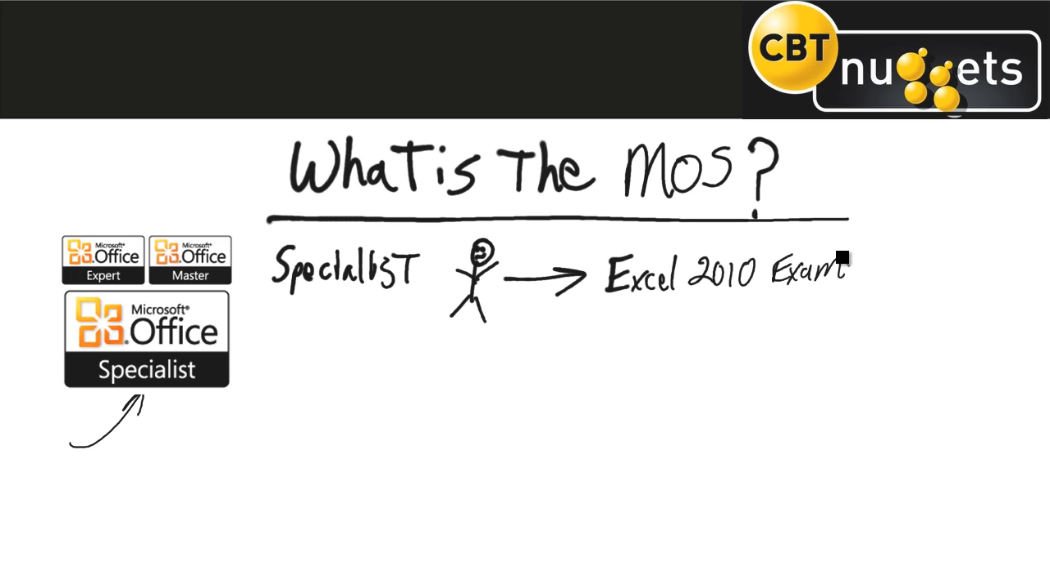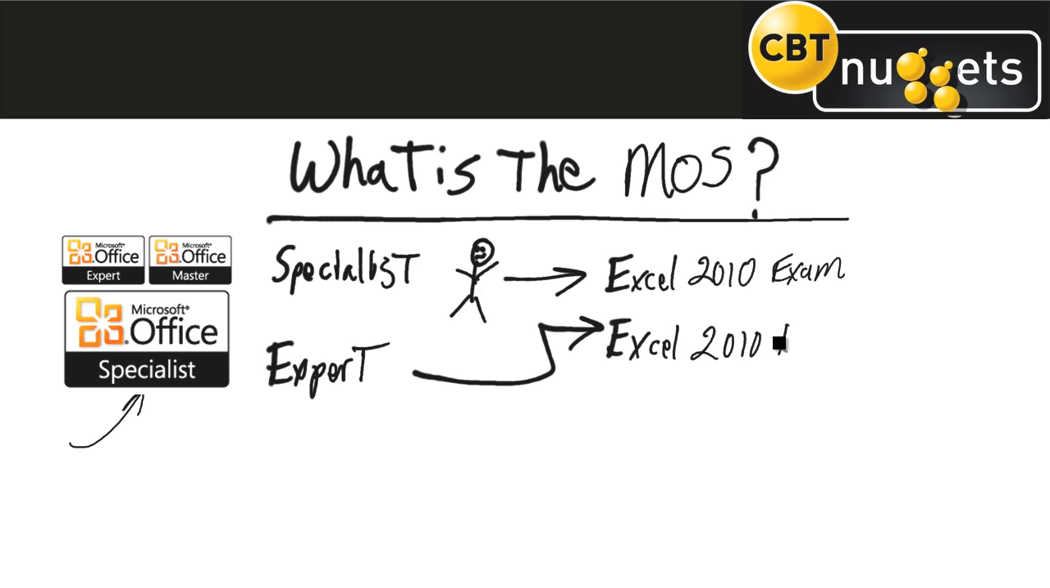Now, this also is true if you want to become a Microsoft Office Expert. Now, Microsoft Office Expert is a different level of class. So if Dan wanted to take, or excuse me, exam. So if Dan wanted to get to be an expert level, he would then take the Excel 2010 Expert exam. When he does that, he instantly becomes a Microsoft Office Expert on Excel 2010. Or if he just takes the basic exam, he would be a Microsoft Office Specialist for Excel 2010.